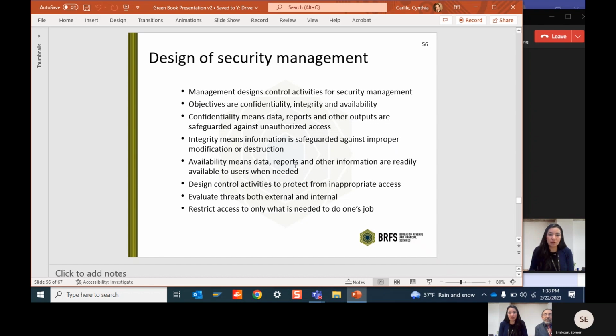And control activities are designed to protect from inappropriate access. They should evaluate threats, both internal and external, and restrict access to only what is needed to do one's job. And that's for our protection as well. I always want to make sure I don't have access to anything I don't need, for my own protection and for the protection of my colleagues as well. So just another reminder of how this really impacts everybody within the organization.